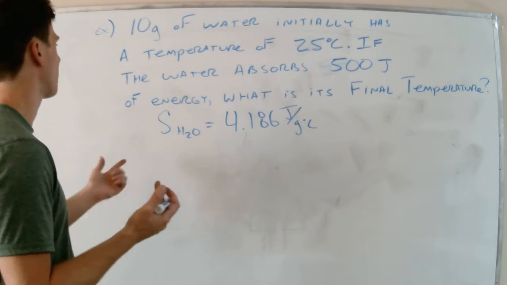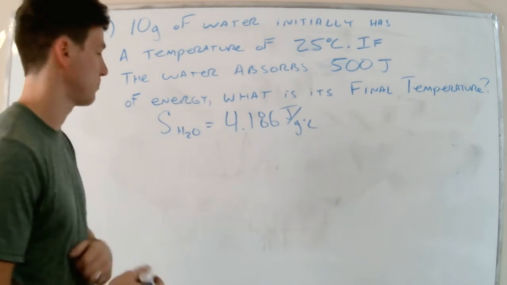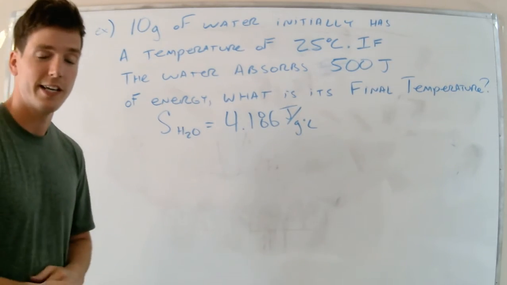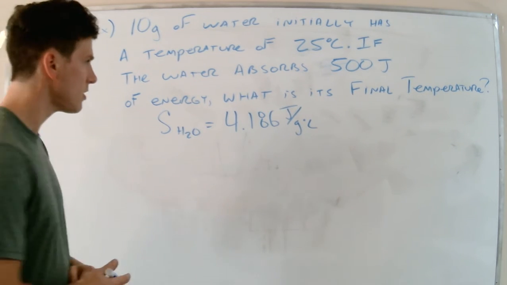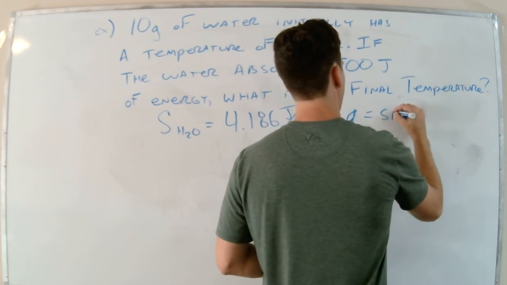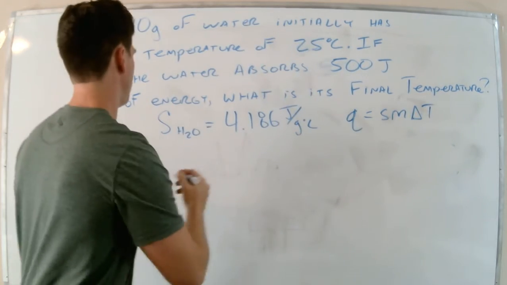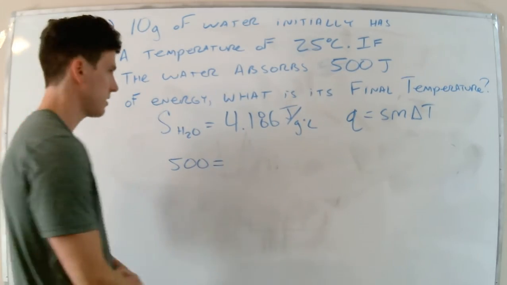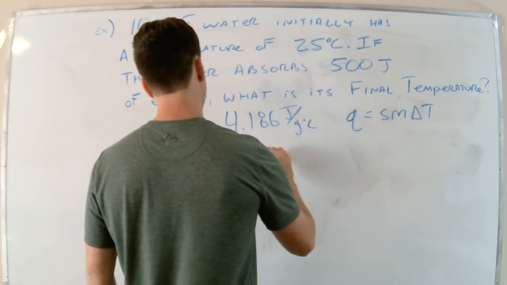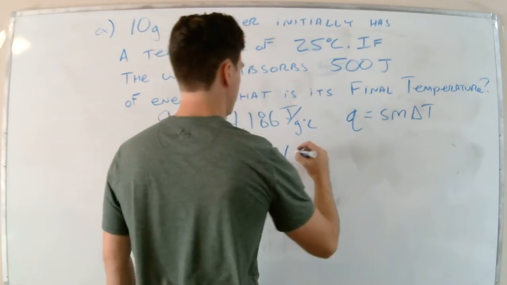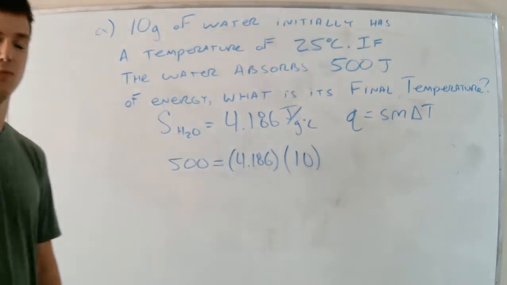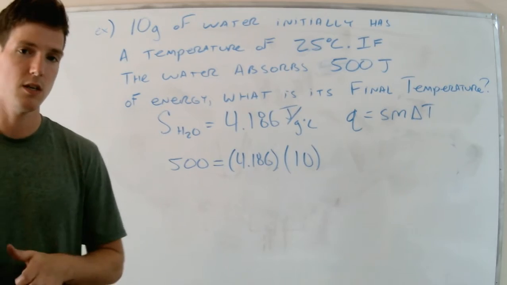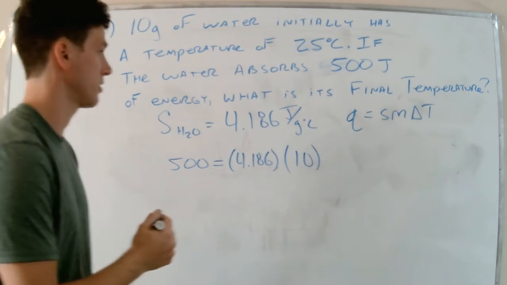So what we'll do is, we know we're dealing with water. We'll know in our heads that the specific heat is 4.186. And then we'll say, okay, let's start plugging and chugging and see if we can figure out this final temperature. So again, we're going to use QSMAT. We know that Q is 500 joules because that's the amount of energy it absorbs. Specific heat is 4.186. Mass is 10 grams. And delta T, you might be saying, okay, I just plug in 25 degrees Celsius. Remember, delta T is temperature final minus temperature initial.